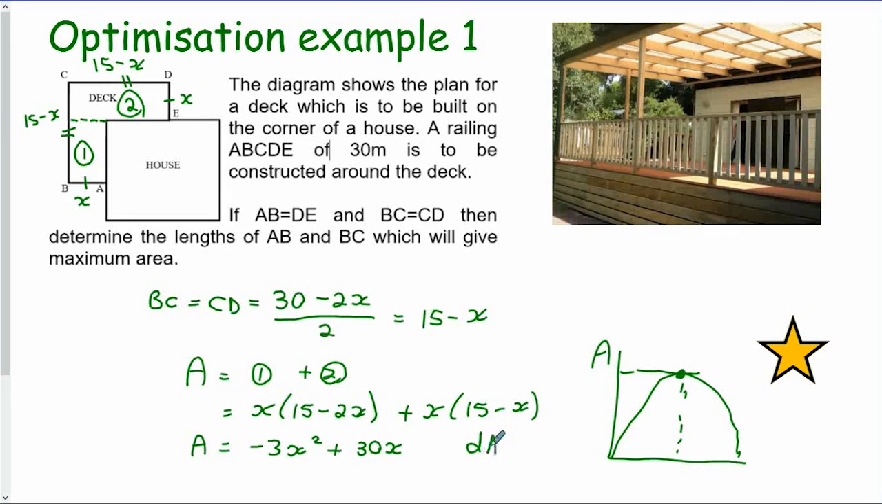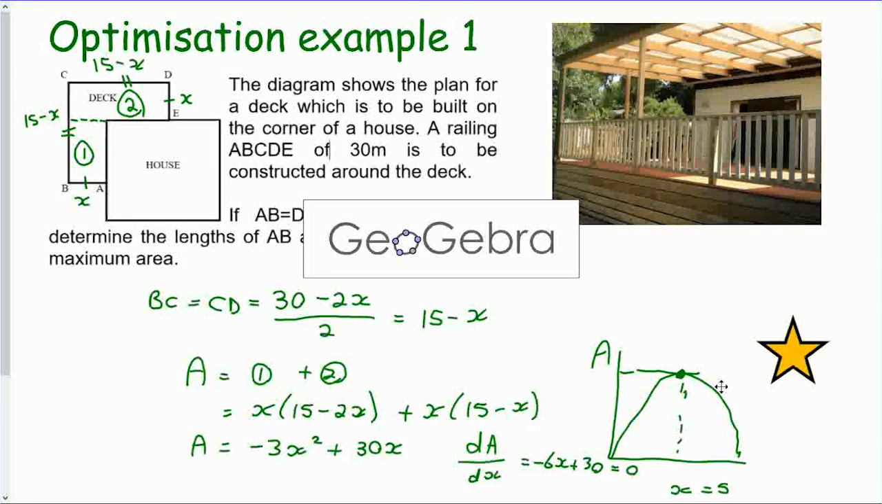All right. So what I'm going to do is differentiate this. dA/dx is negative 6x plus 30. I'm going to make that equal to 0, and I get x equals 5. So the biggest possible deck area will be when x equals 5.